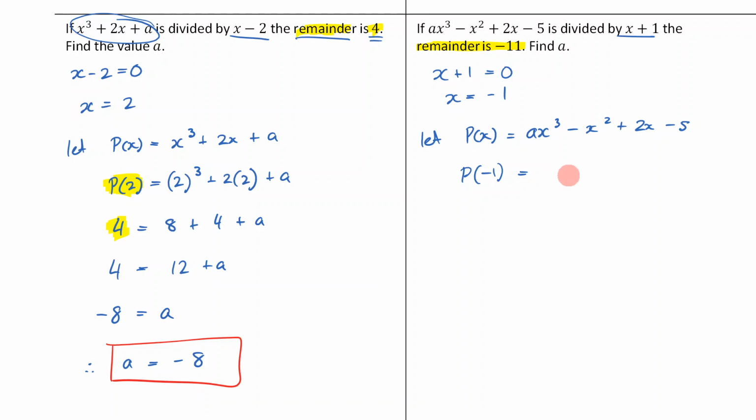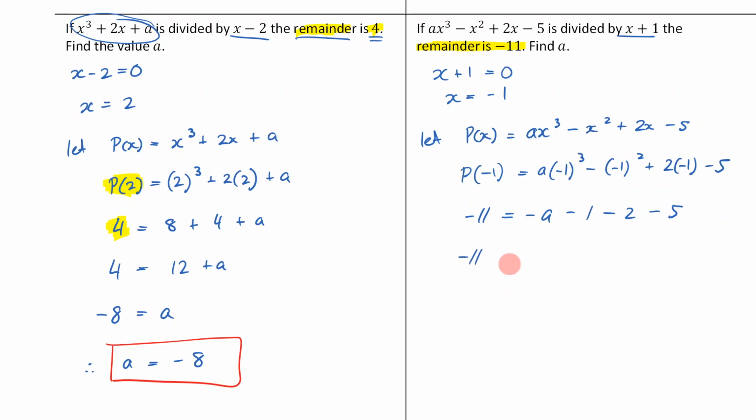So what I'm going to do now is sub in negative 1 into my x spot. So I'm going to get a of negative 1 cubed minus negative 1 squared plus 2 times negative 1 minus 5. And this is going to be negative 11 is equal to, now a cube of a negative is negative a. Now this is going to be, make it positive and then a negative. So this is going to be negative 1. Then this will be negative 2. This will be negative 5. Let's hope we're not messing this up here.